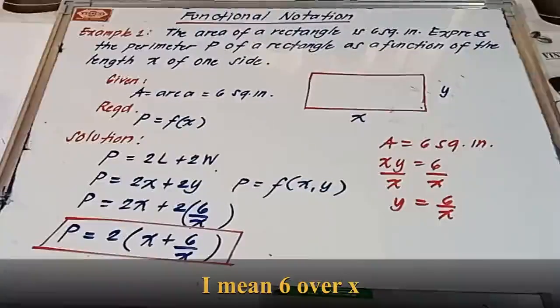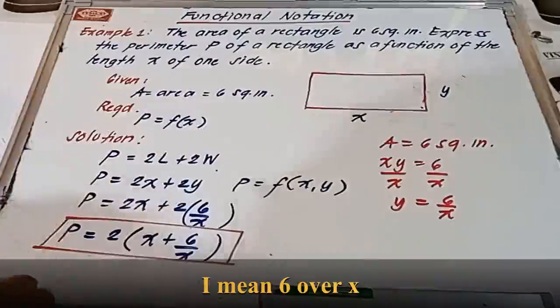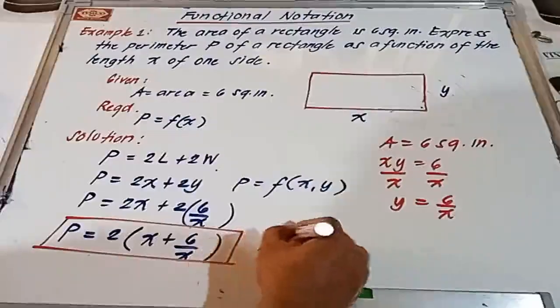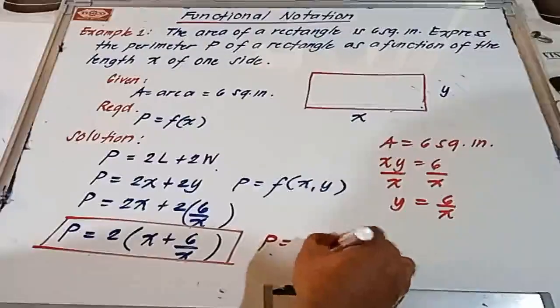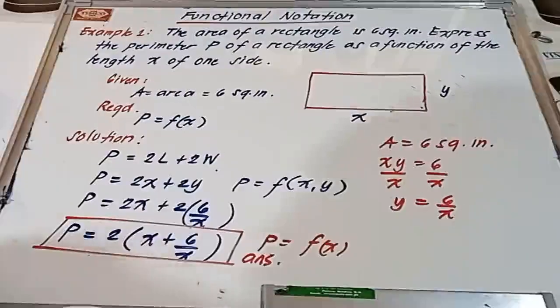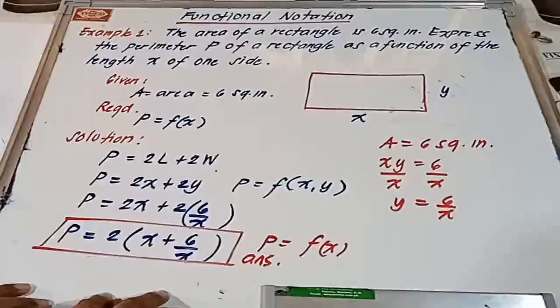perimeter equals 2 quantity x plus 6 over x. Now, nakuha ba natin yung required dun sa problem? Yes. Itong ating sagot na to is p as a function of x already. So, this is our final answer. 2 quantity x plus 6 over x. Ito na-express na natin yung perimeter as a function ng length x or one side of our rectangle.